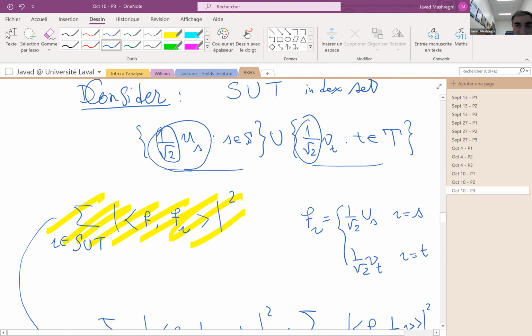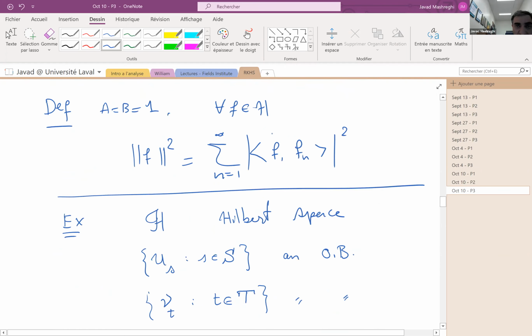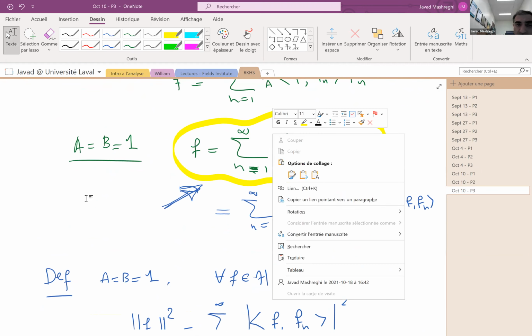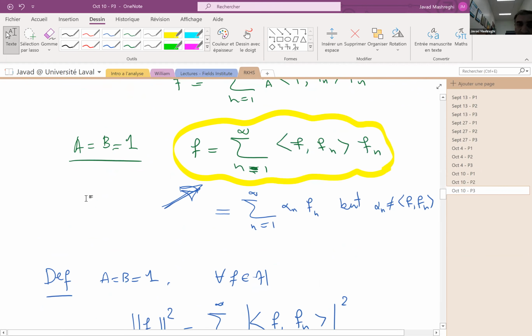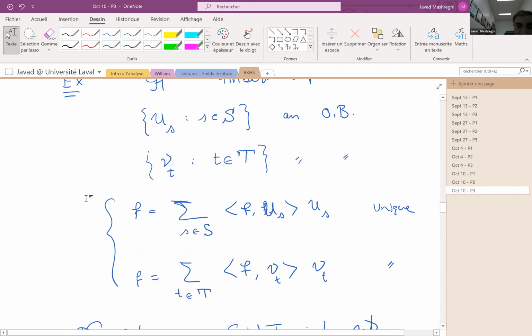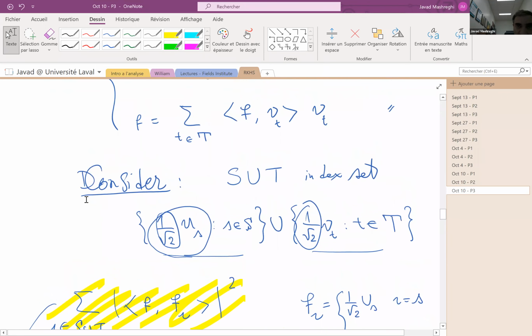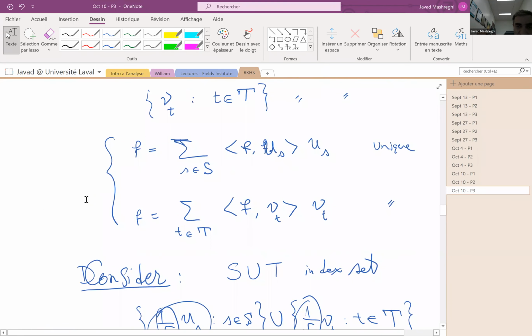And the second is that we have a representation. This was the representation. If A is equal to B equal to 1, that's for the separable case, but in any dimension, F is equal to the sum of F inner product with F_iota times F_iota, when iota is in the space. Again, this becomes a triviality here because we know the representation with respect to U_S and with respect to V_T.